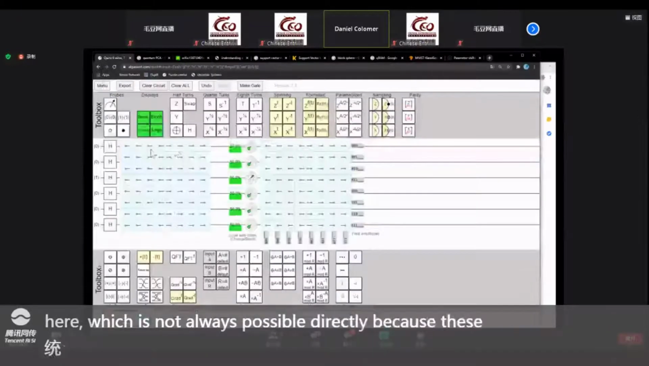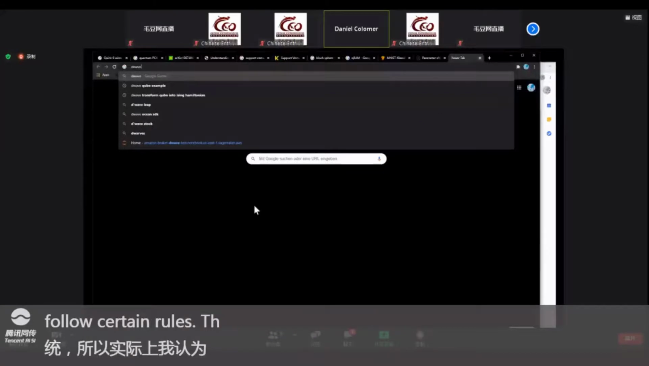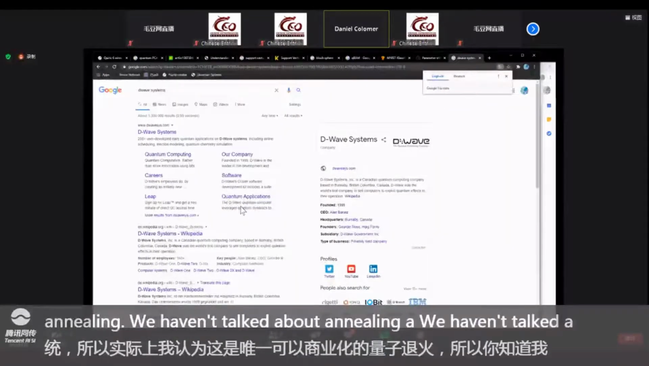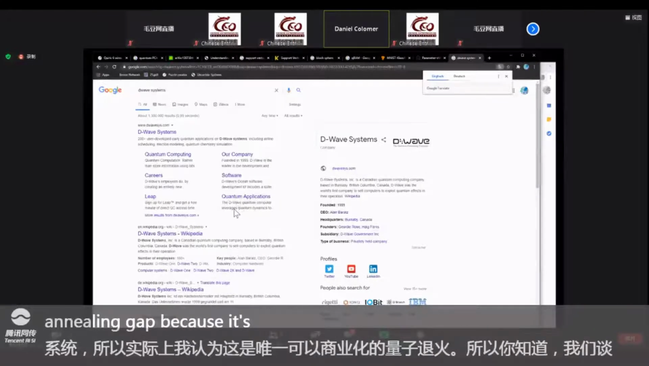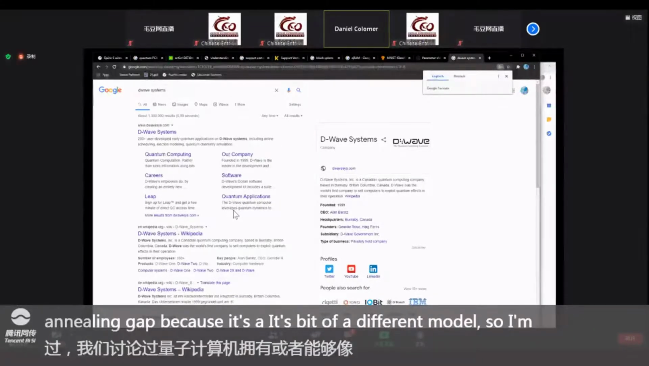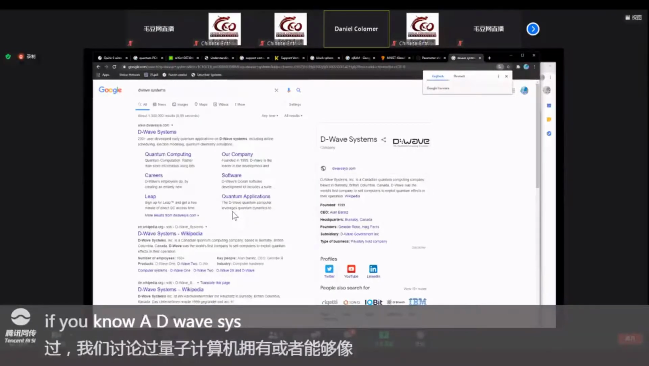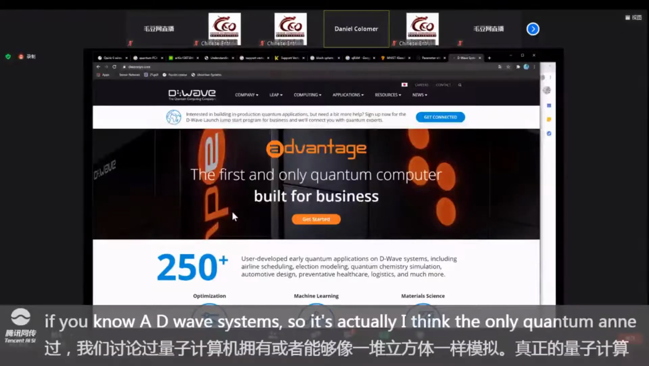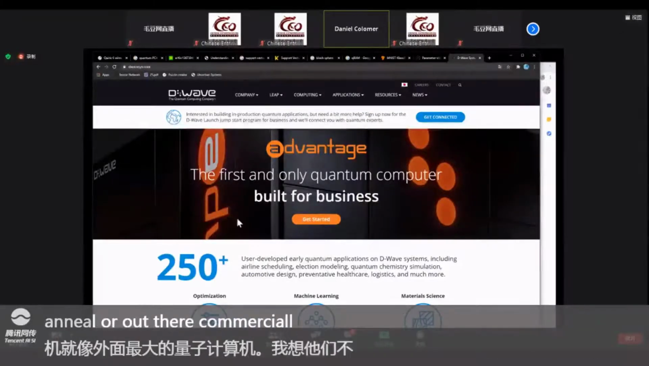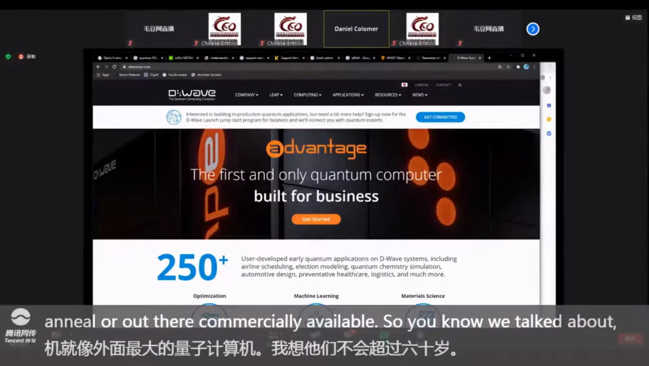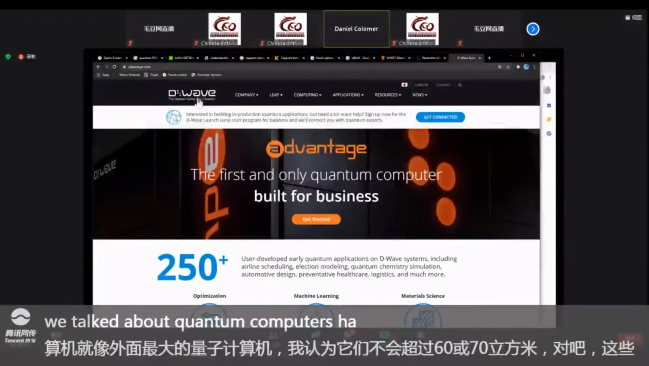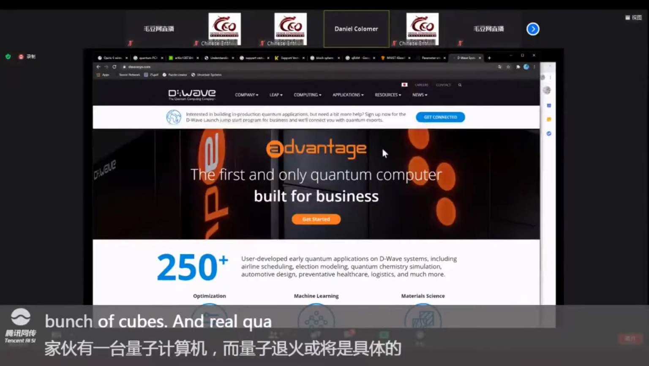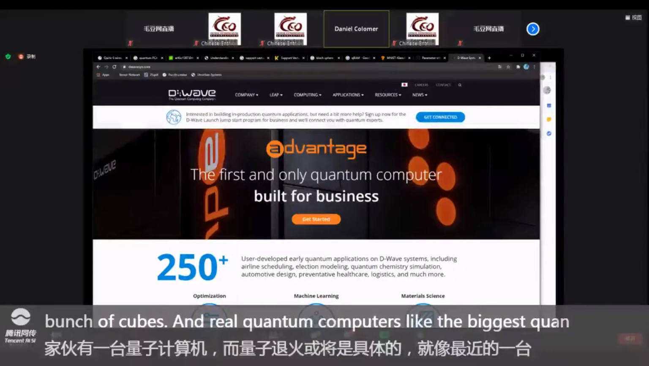So it's actually, I think, the only quantum annealer out there commercially available. We talked about quantum computers being able to simulate a bunch of qubits, and real quantum computers, the biggest ones out there, I think are not above 60 or 70 qubits, right? Now, these guys have a quantum annealer, to be concrete, and the recent one they've released is called Advantage. It has 5,000 qubits, but it's a bit of a different beast, right?